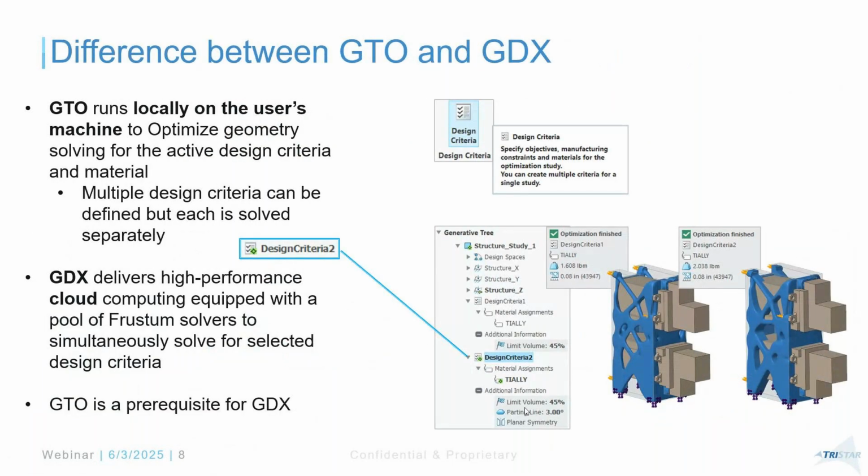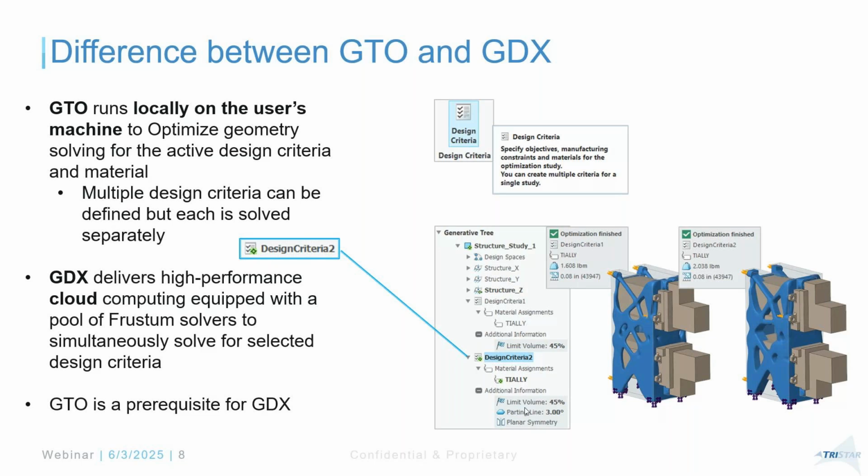So the real difference between GTO and GDX, if you think about it, is that GTO, or generative topology optimization, runs locally on your machine. It does require a license, right? And Creo 7 and above uses that Frustum technology that I was talking about. And then GDX, a prerequisite to use GDX or to upload to the cloud, is you have to have GTO, which is essentially creating that initial setup in Creo, right? And then having the Frustum solvers in PTC's cloud run the different options for you.